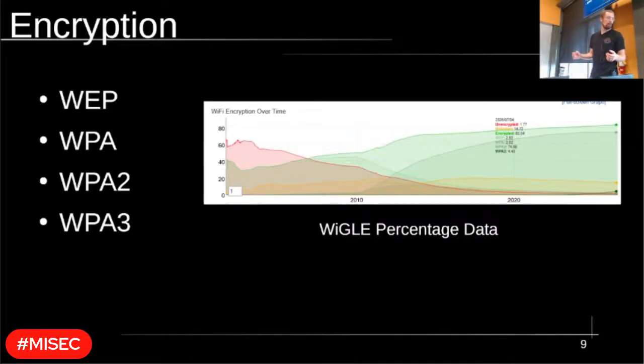WPA3 uses Simultaneous Authentication of Equals, which, long and short, basically translates to you cannot really catch that hash through the initial handshake. Although that was ratified in 2018, it is slowly building prominence. Most newer devices do allow you to set WPA3, and wherever possible, I highly recommend it.